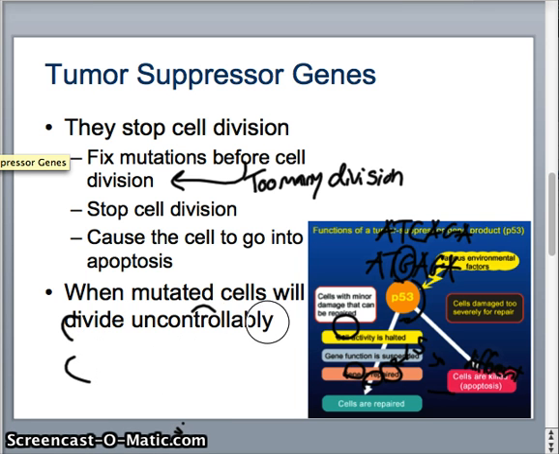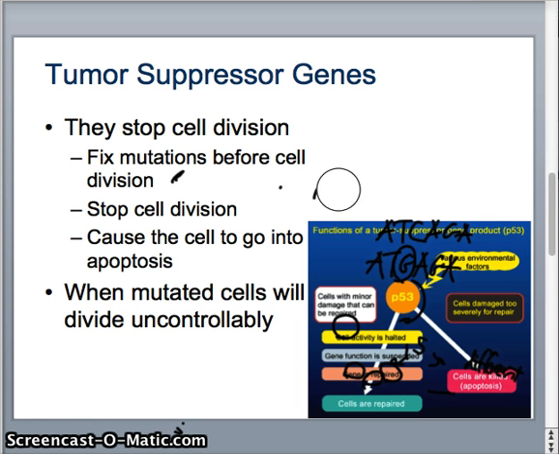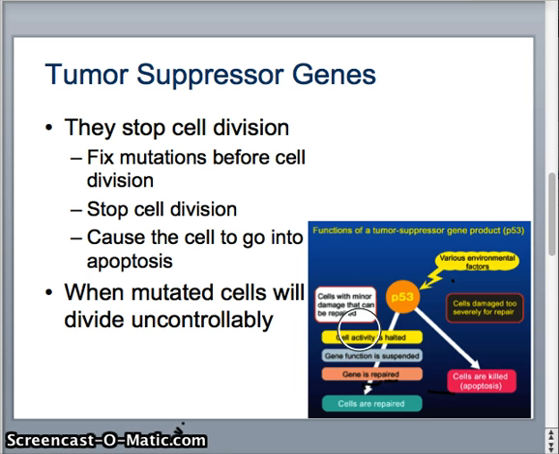So our next one is tumor suppressor genes. Tumor suppressors are the second gene type. The proto-oncogenes are like the gas pedal, and the tumor suppressors are the brakes. These guys can stop cell division, and they can do this three ways. The first one is they can just stop the cell division. They can stop the cell activity right here.